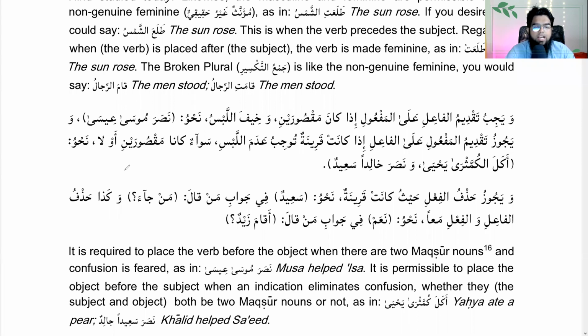So, Musa, Isa, you cannot see who's hitting who. We don't know. So in this place, this is the doer, and this is the mafoolun bihi. This is the subject, object. Nasara Musa Isa. So there is doubt, confusion.